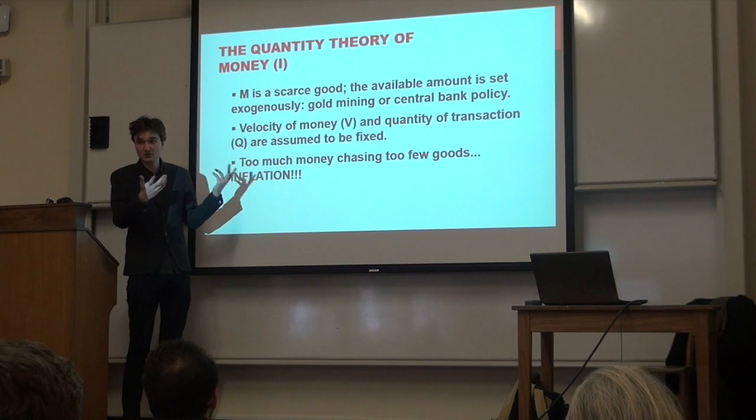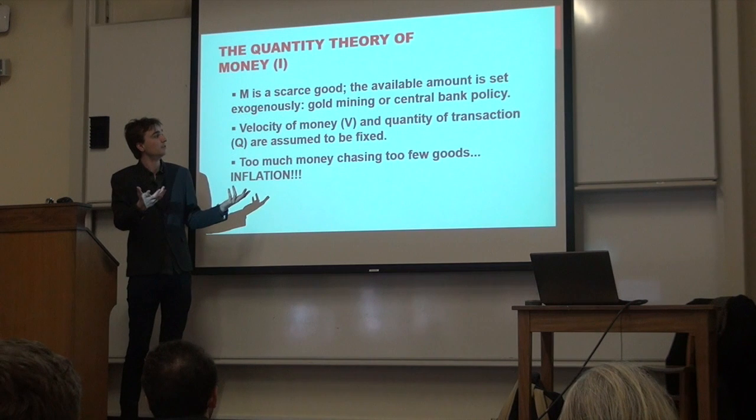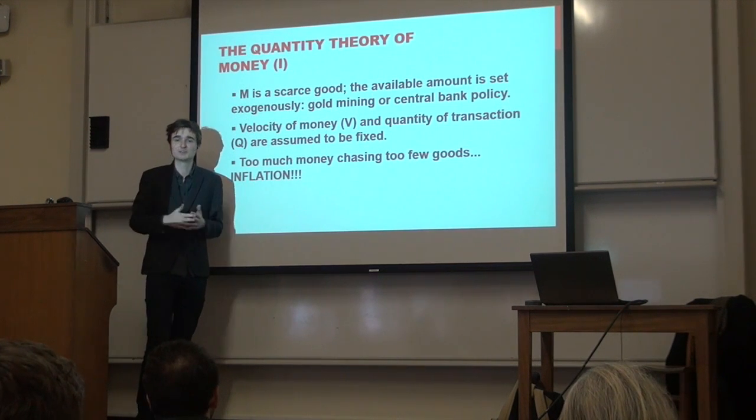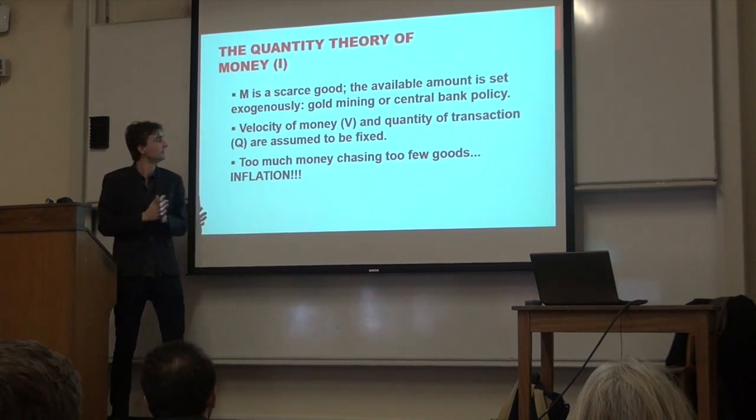Available amount is set exogenously, right? It's already given, and then the economic process starts. So it used to be gold mining, right? There was just that much gold, and that determined prices. And now it's the central bank policy.